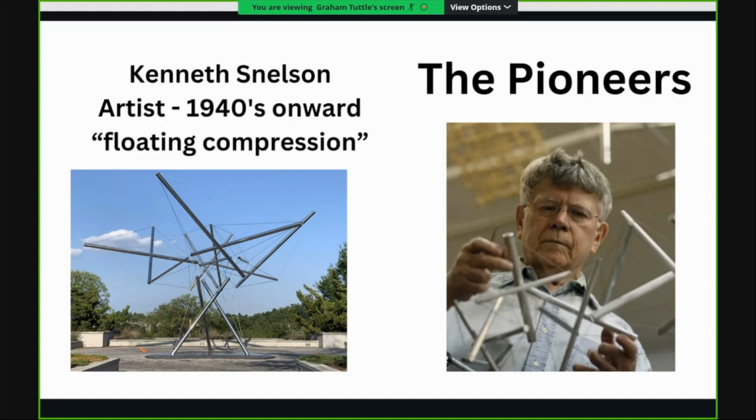He preferred the term floating compression, but he started to make these models in the 1940s and they started to get bigger and bigger. Because we are bound by gravity, he needed something that sits on the ground. But if you took this structure into space, it would still maintain its same position. So it wouldn't fall apart.